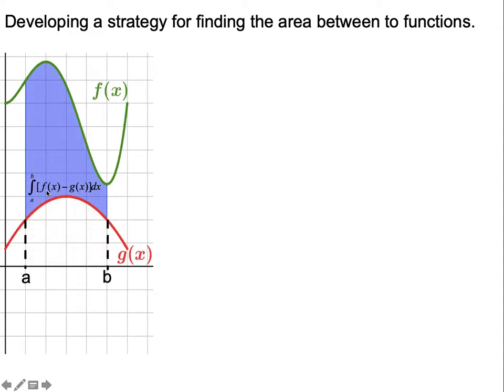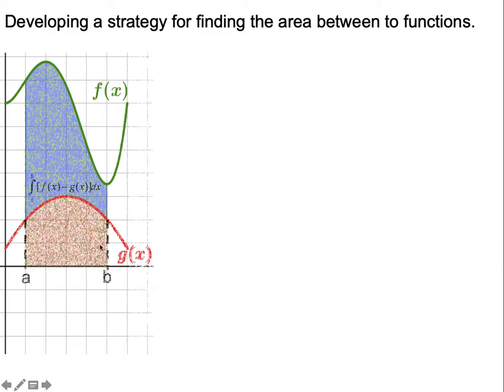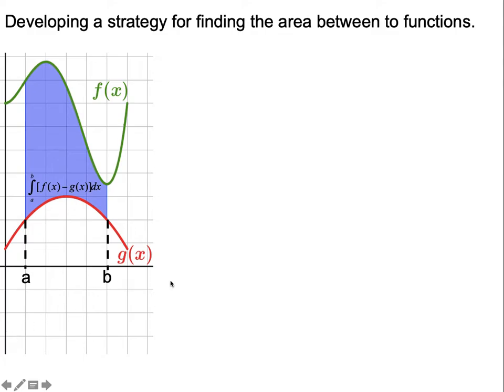So it's quite literally integrating f of x minus g of x between a and b. It's essentially saying let's integrate f of x, get that whole green region. Integrate g of x, get this red region, and subtract it. Take it away because we don't want to go all the way down to the axis anymore. So that is the strategy for finding the area between two curves.